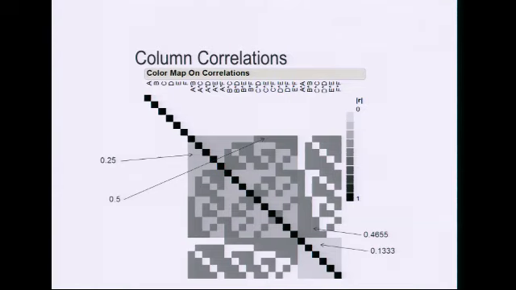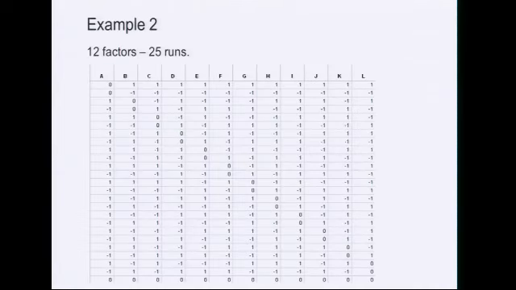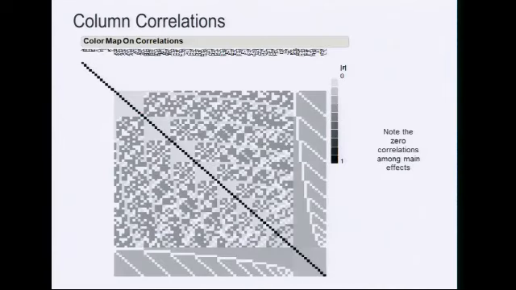It is in fact possible to find and resolve more than one 2-factor interaction and quadratic effects in one of these designs. Here's an example with 12 factors and 25 runs and the same kind of plot. Notice the white up at the top there, that's showing that the design is orthogonal and that the main effects are completely uncorrelated with all the 2-factor interactions and quadratic effects.